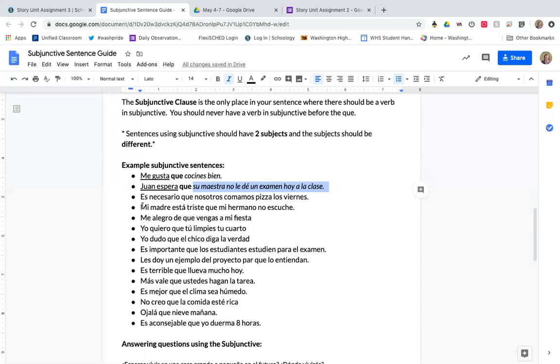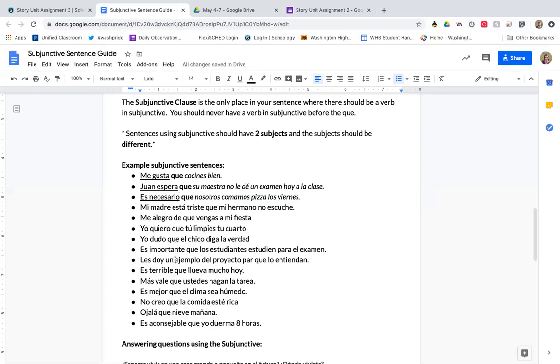The next sentence is, "Es necesario que nosotros comamos pizza los viernes." "Es necesario" is the indicative clause, followed by "que." And then "nosotros comamos pizza los viernes" is the subjunctive clause.